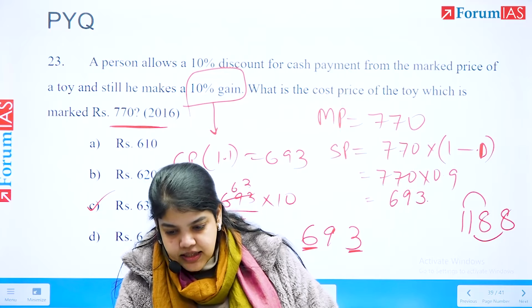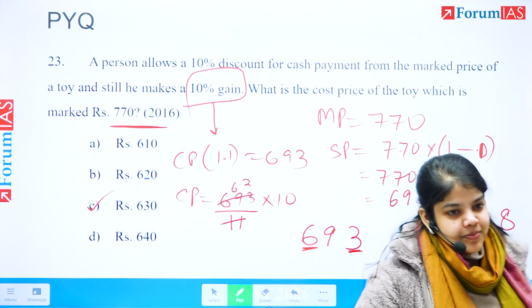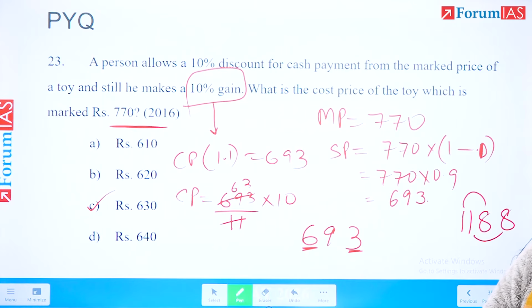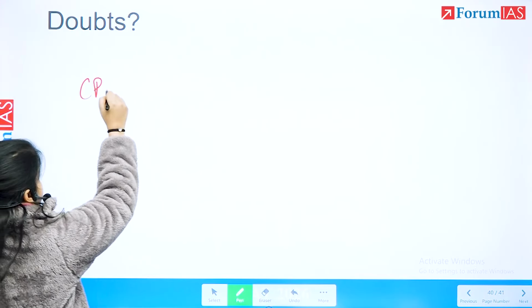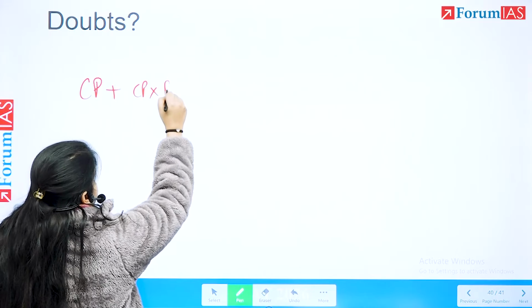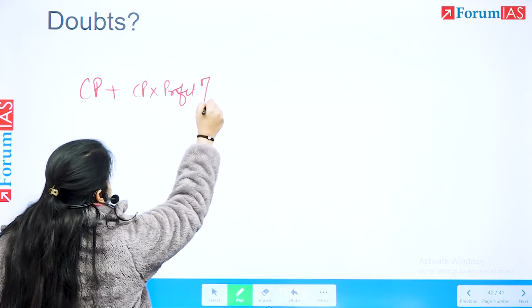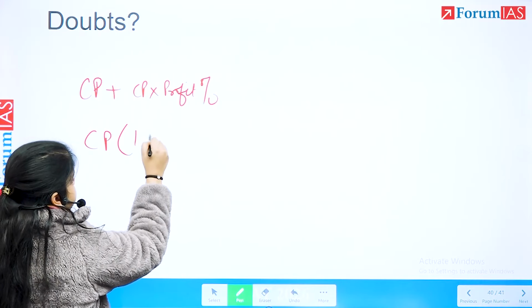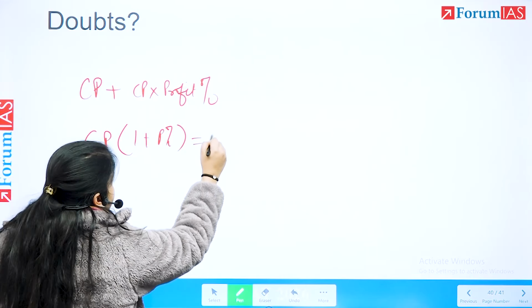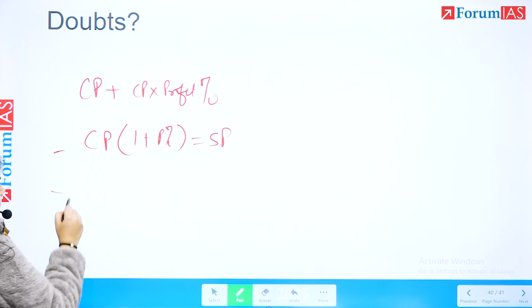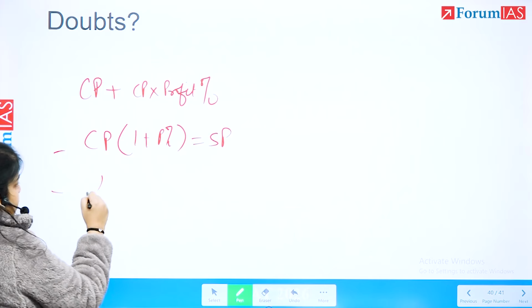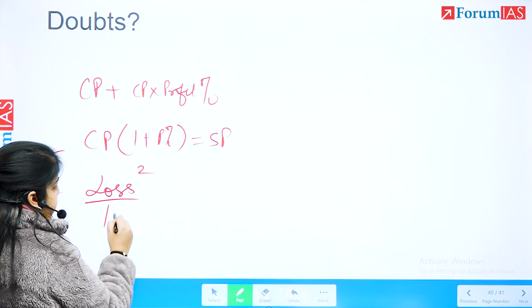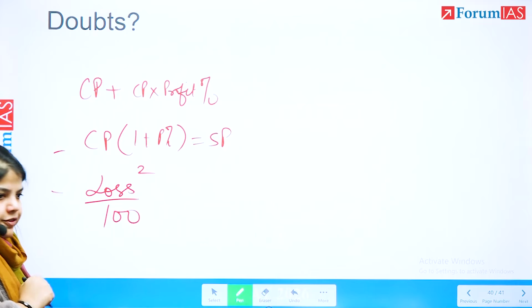Dhananjay, 630. I hope you understood profit loss, basic concept, only 3 formulas. Formula number 1: first we did cost price plus cost price into profit percent. It can also be written as cost price into 1 plus P percent equal to selling price. Second, we did two same products being sold at the same price. Loss square divided by 100 is the net loss that we will have.